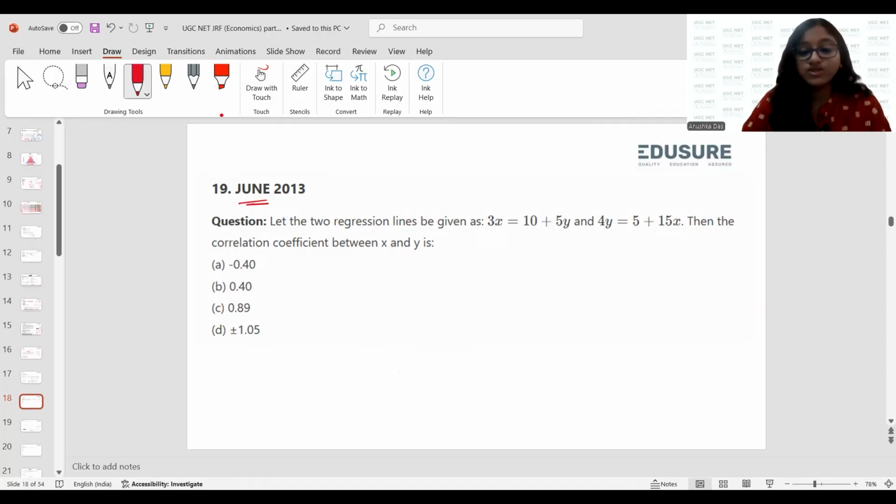This is June 2013 paper. It says let the two regression lines be given as this and this. So the regression line of x on y and the regression line of y on x are given to you. Then the correlation coefficient will be what? So firstly, what you can do, suppose I write it in terms of this.